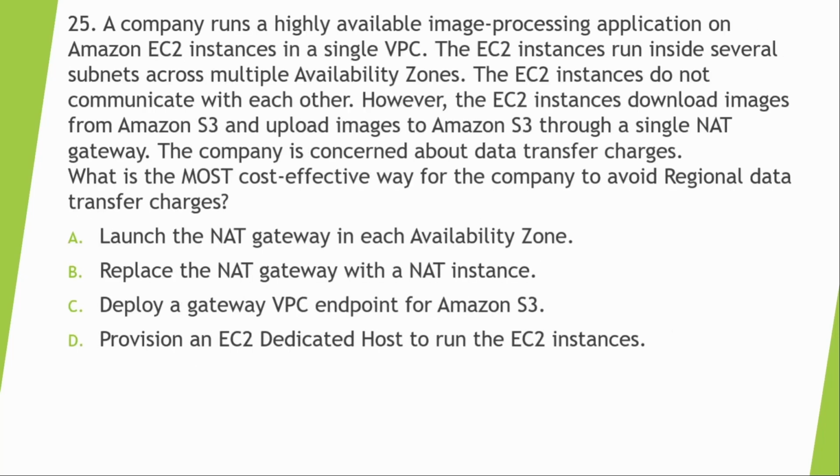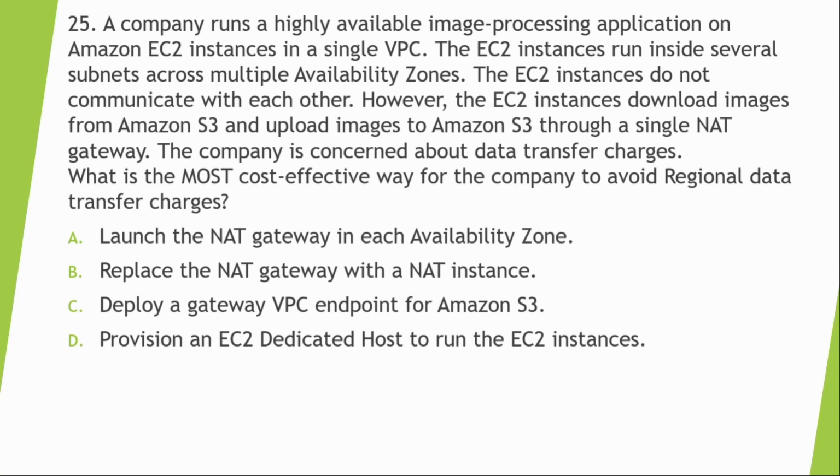Coming to the next question: a company runs a highly available image processing application on EC2 instances in a single VPC. The EC2 instances run inside several subnets across multi-AZ. The EC2 instances do not communicate with each other. However, the EC2 instances can download images from S3 and upload images to S3 through a single NAT gateway. The company is concerned about data transfer charges. What is the most cost effective way for the company to avoid regional data transfer charges?